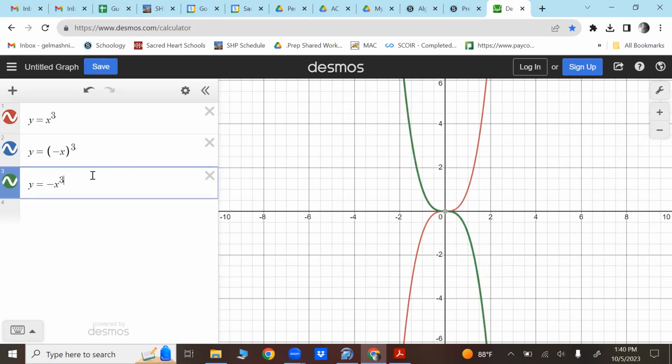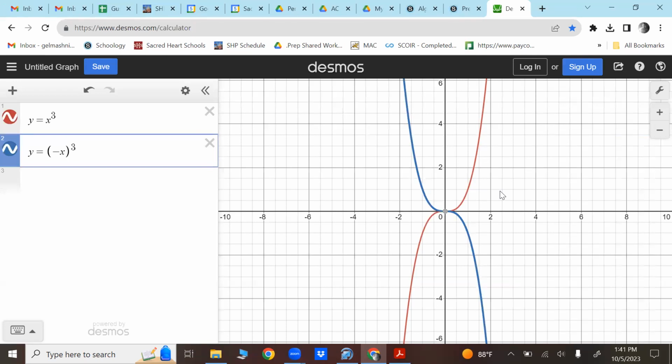So we know the green and blue actually coincide with each other. We know that the negative in the front flips over the x-axis, but the negative on the inside flips over the y-axis. So let me close that one down. So you can see how if you flip the red over the x-axis, you get blue. But what if you flip the red over the y-axis? The same thing, right? If you flip over the y-axis, you still get y equals negative x cubed. So that's what's happening there.